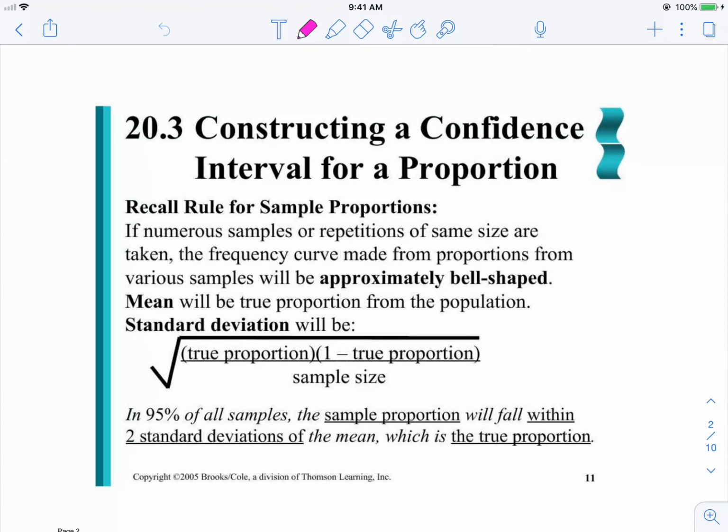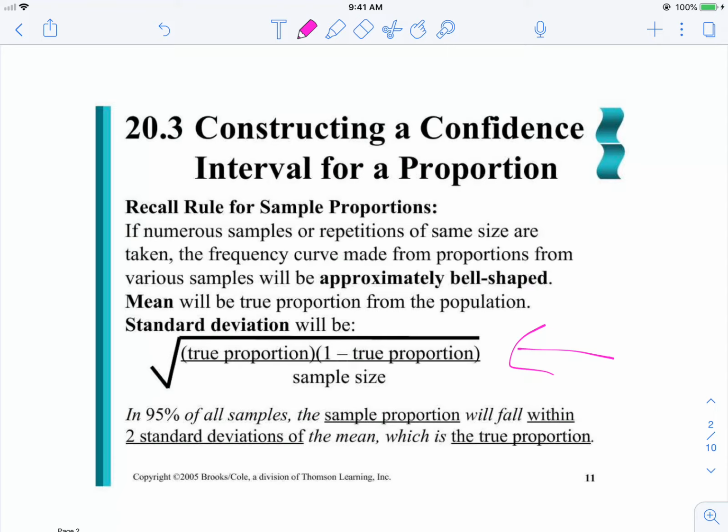So if you recall from that rule for sample proportions, if you're taking a bunch of samples of the same size, then these samples will all fit into a normally distributed curve that's approximately bell-shaped. The mean, the center of that curve, will be the true proportion from the population. And the standard deviation will be found using this equation that we worked with last week, where you're taking the square root of that true proportion times its complement, 1 minus that true proportion, divided by the sample size.